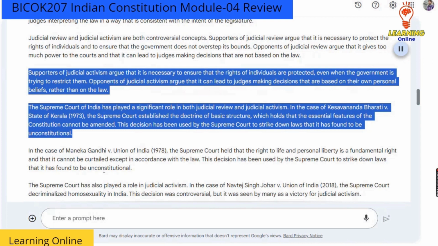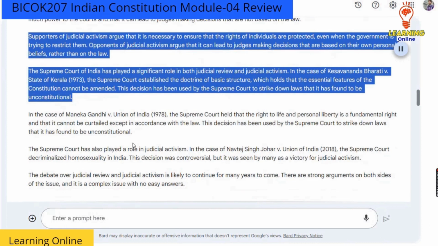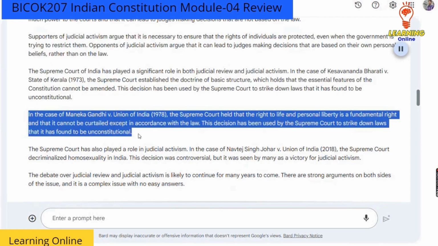The Supreme Court of India has played a significant role in both judicial review and judicial activism. In the case of Kesavananda Bharati vs. State of Kerala, 1973, the Supreme Court established the doctrine of basic structure, which holds that the essential features of the Constitution cannot be amended. This decision has been used by the Supreme Court to strike down laws that it has found to be unconstitutional.